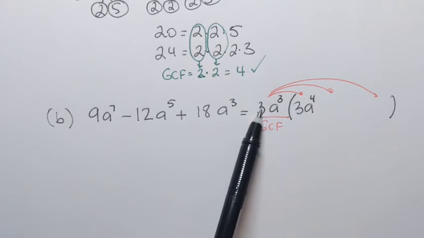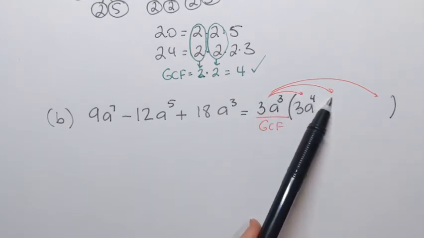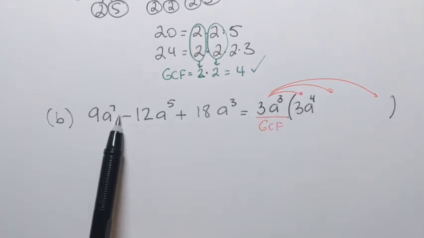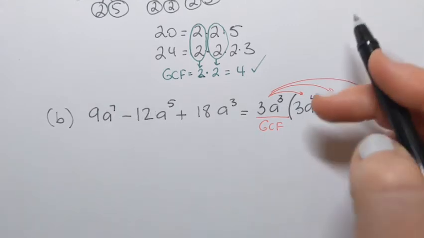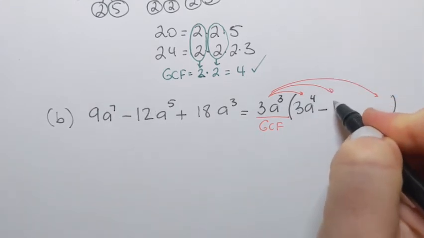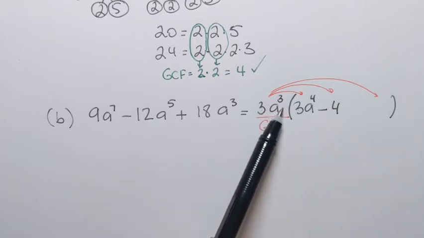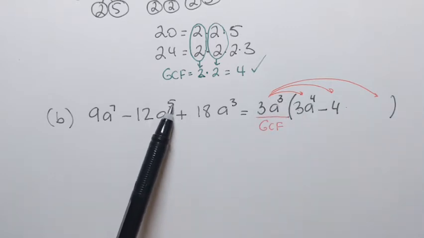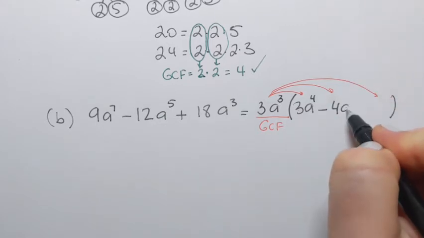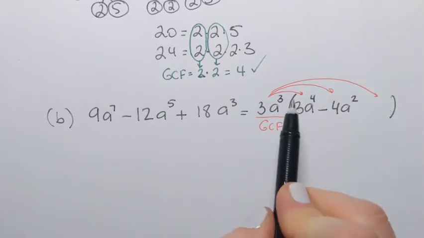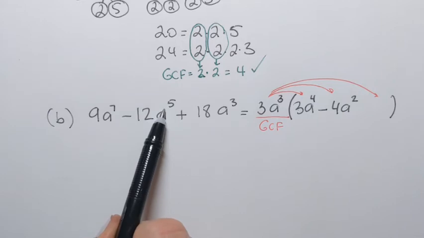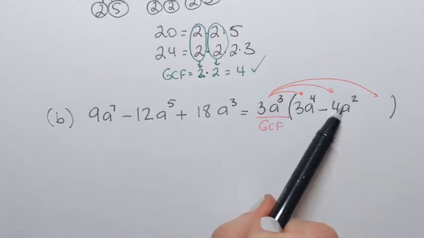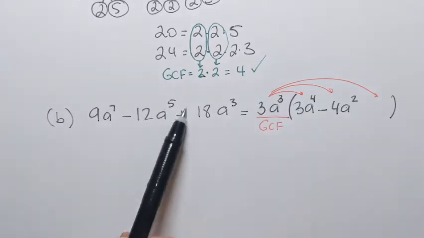So I'm asking myself, by what do I need to multiply 3 so that I get negative 12? Well, it's 3 times negative 4, so I'm going to put minus 4. And then a cubed times what gives me a to the 5th power? Well, it has to be a to the 2nd power. 3 plus 2 is power 5. So if I multiply those two terms, I'll go back to the second term.